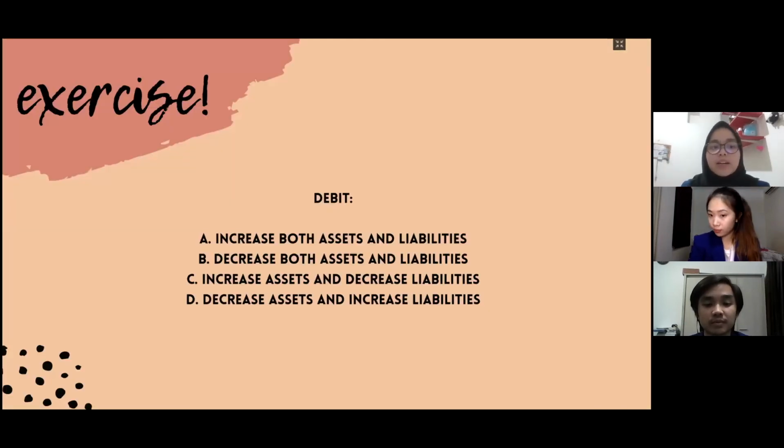Now, it's come to the exercise. Number 1. The answer is C, because the correct answer, debit, is increase in assets and decrease in liabilities. Therefore, other options are incorrect.